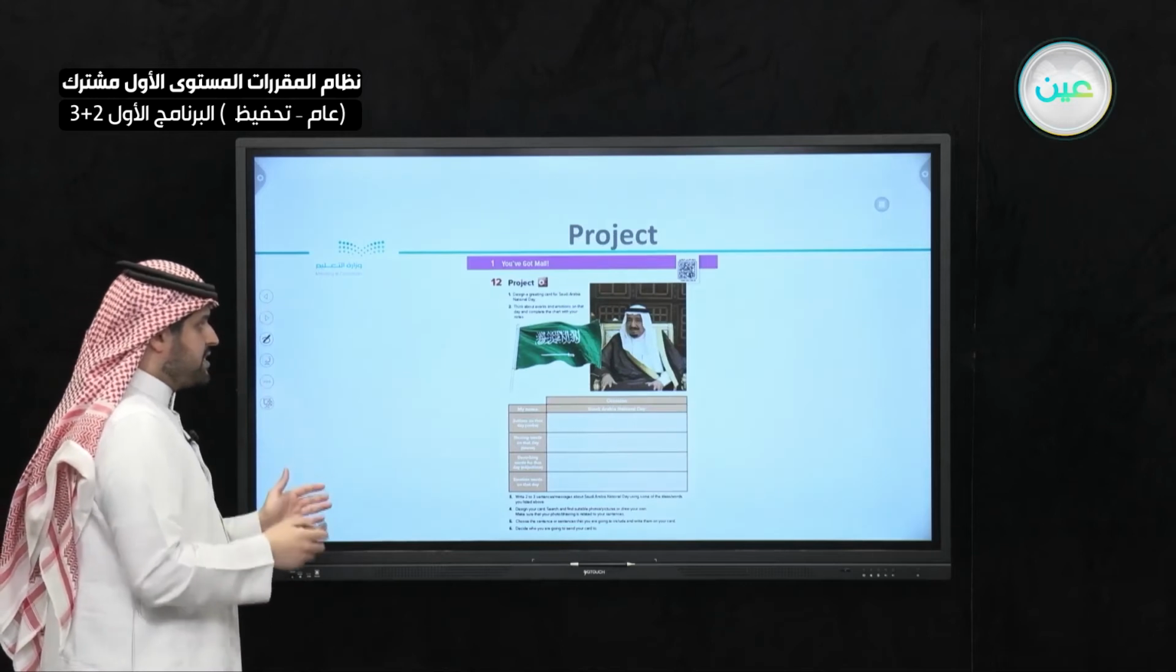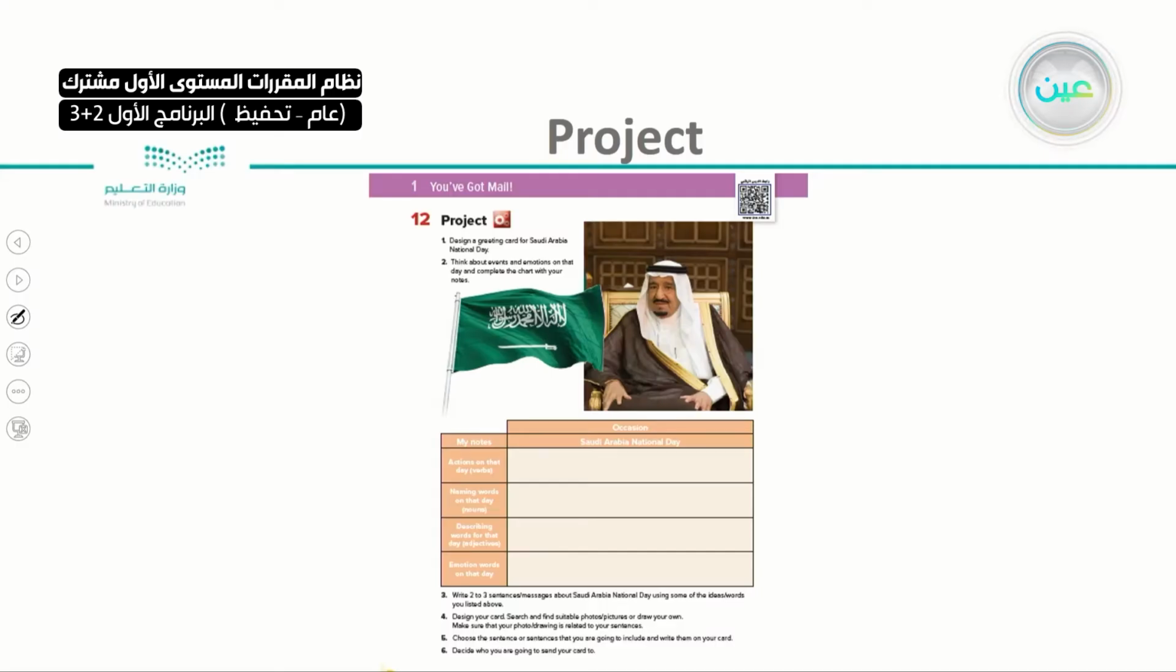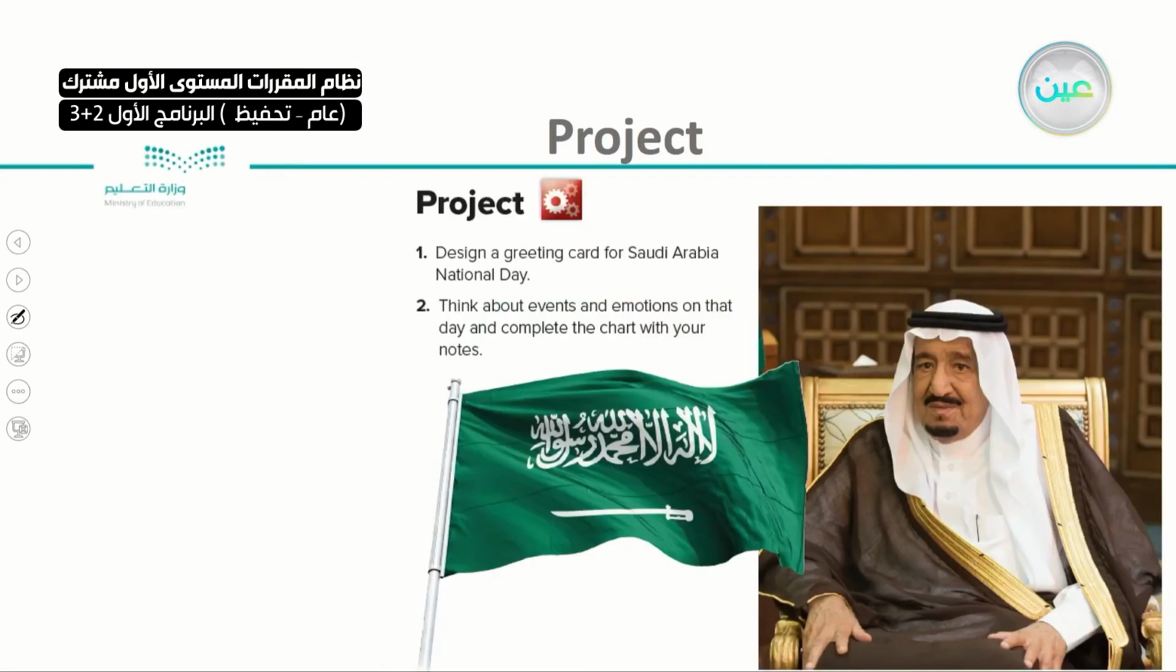Moving on to today's lesson, the project. So this is the page for today's lesson. This is a project for the National Day. Of course, this is a picture of King Salman. We have two projects here. The first one is: design a greeting card for Saudi Arabia's National Day.